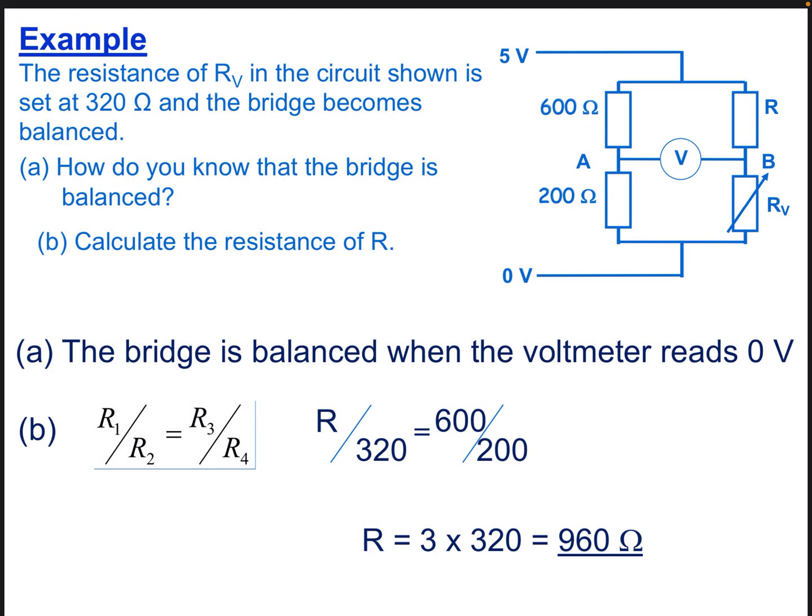So R over 320 equals 600 over 200, and 600 over 200 is 3. Rearrange that, which means that R is 3 times 320, which is 960 ohms. So when R is 960, RV is 320, that balances with the other side of the 600 and the 200.